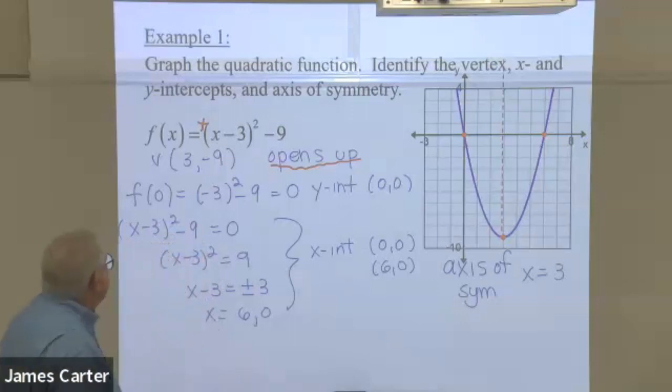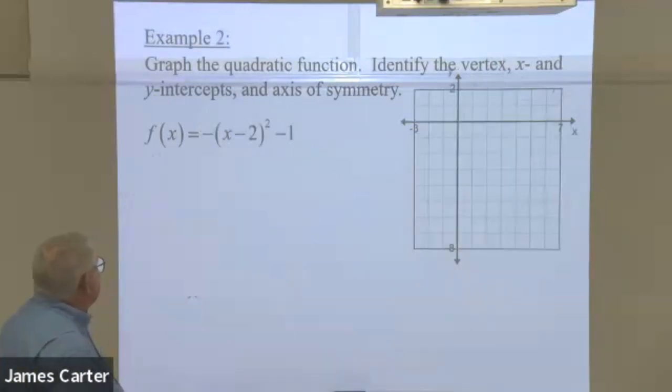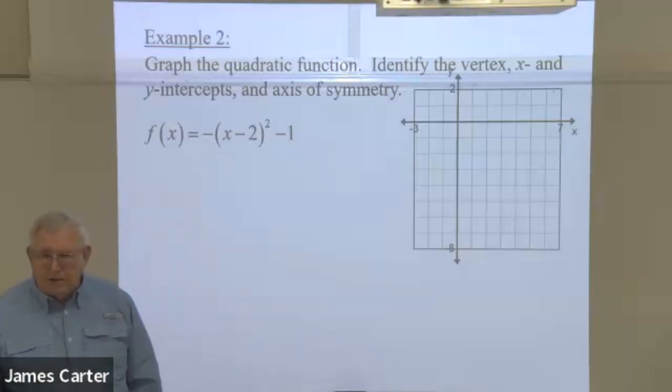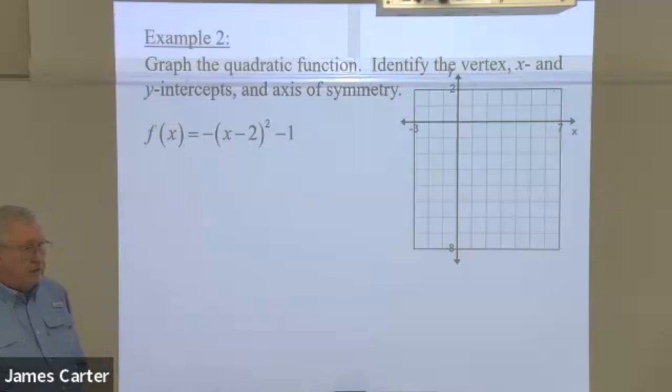Okay? So that brings us to today's problem. When you see this problem, what immediately comes to mind that I've warned you about? The negative in front is going to do what? It's going to make it invert, isn't it? Won't hold water. The cup won't.